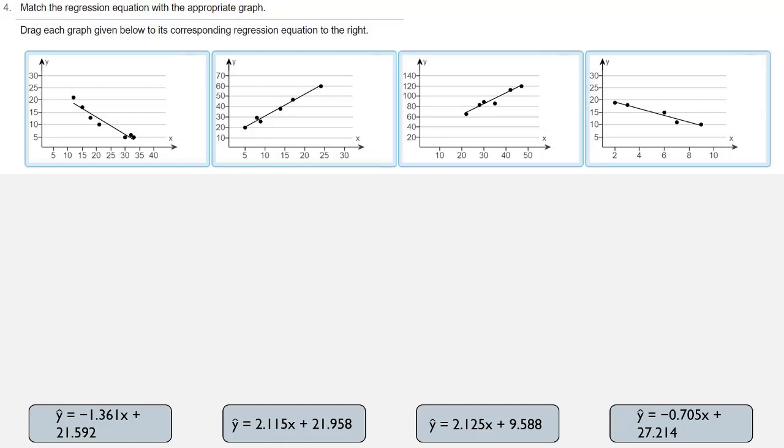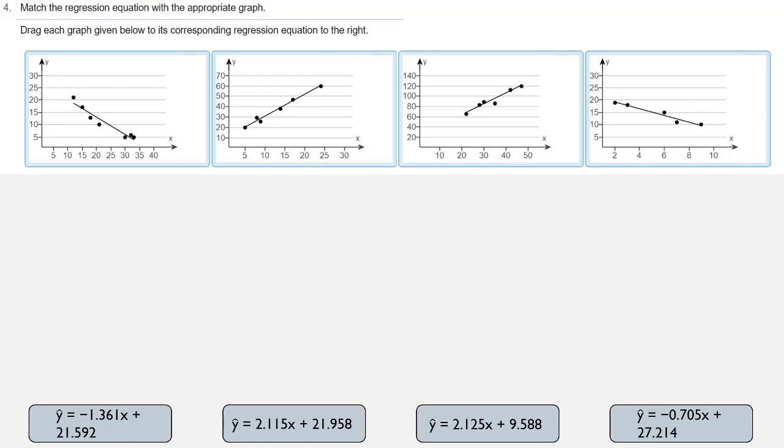So when we look at these graphs, we have 2 that are going up from left to right and 2 that are going down from left to right. The 2 that are going up will have positive slopes. The 2 that are going down will have negative slopes. We just need to figure out which one's which. So when I look at the first graph, that has a negative slope.